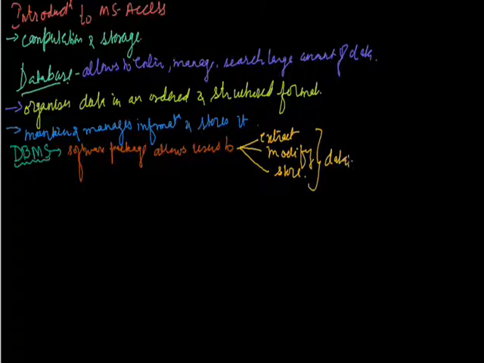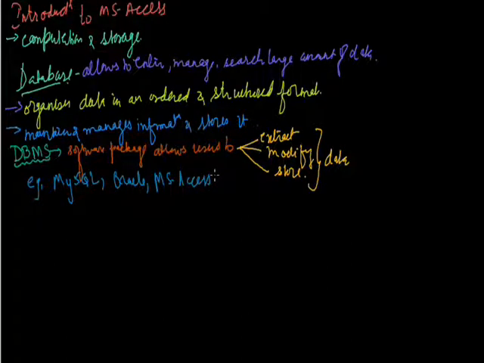Alright. Now there are various examples of DBMS. The commonly and widely used examples are MySQL, then Oracle, then of course MS Access, and today we are going to discuss MS Access only. But before we discuss MS Access, we should have a brief look at the features of MS Access. What is it all about?